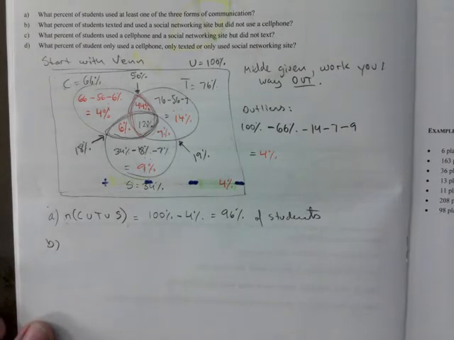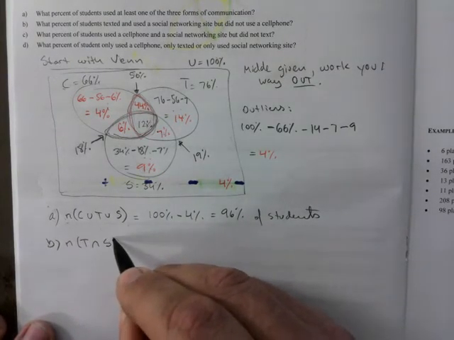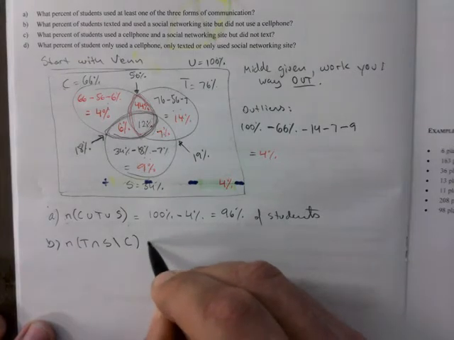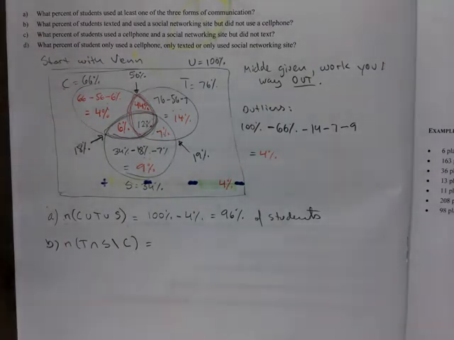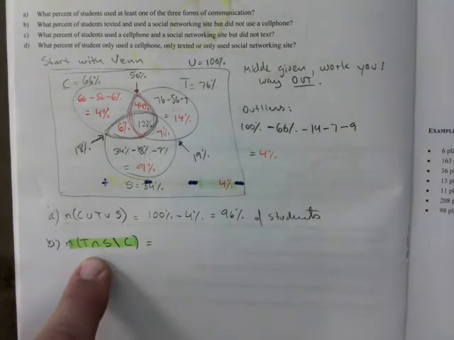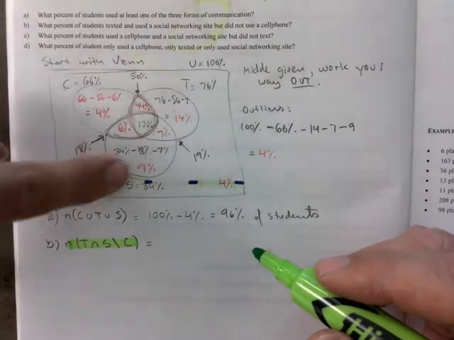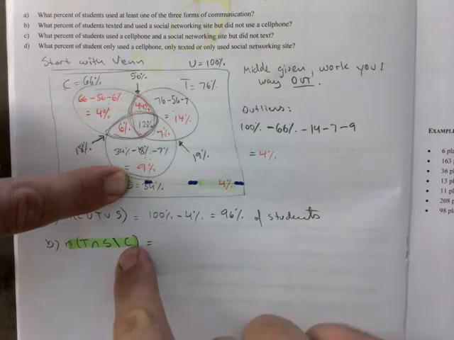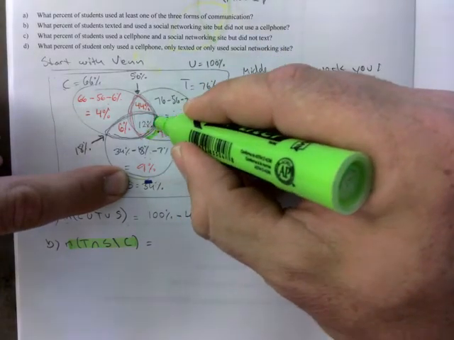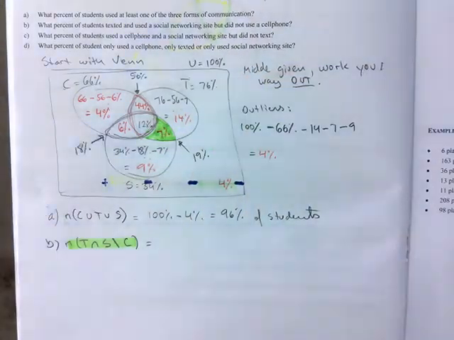B, what percent of students texted and used social networking but did not use a cell phone? Texted and social networking but not cell phone. I'm going to highlight this one. What is it asking for? This here. Texting and social networking. It's right here. Texting, social networking, but not cell phone. You're asking for this part right here. So 7%.